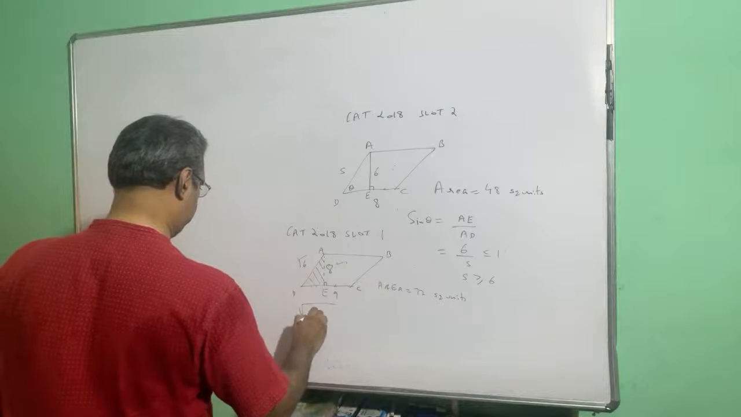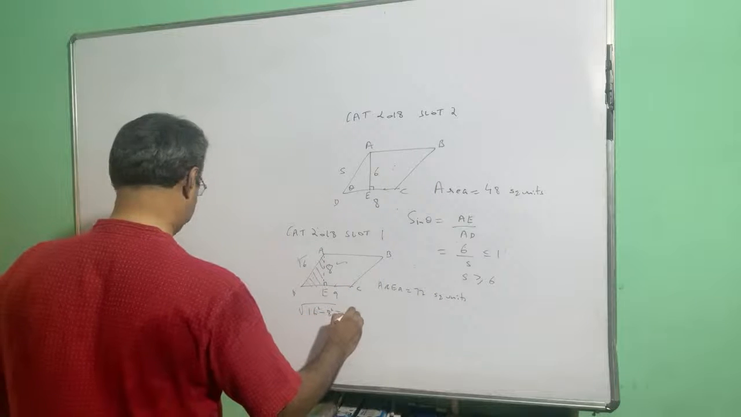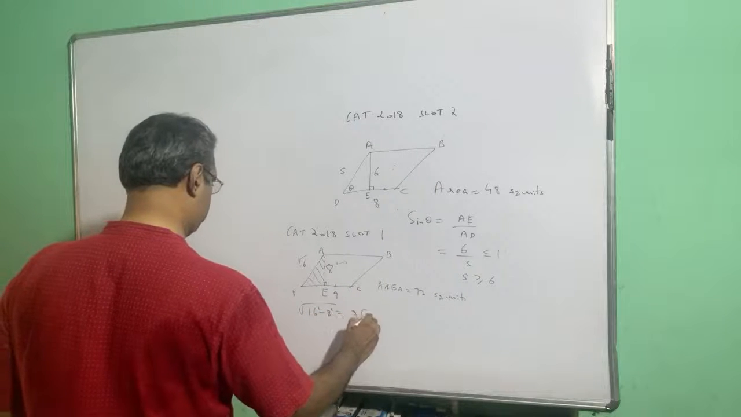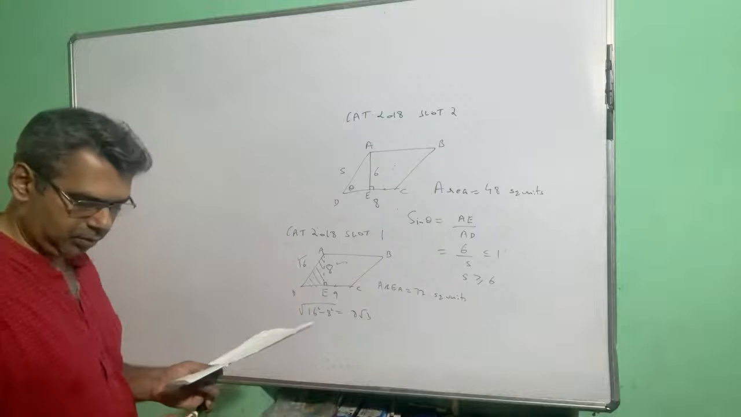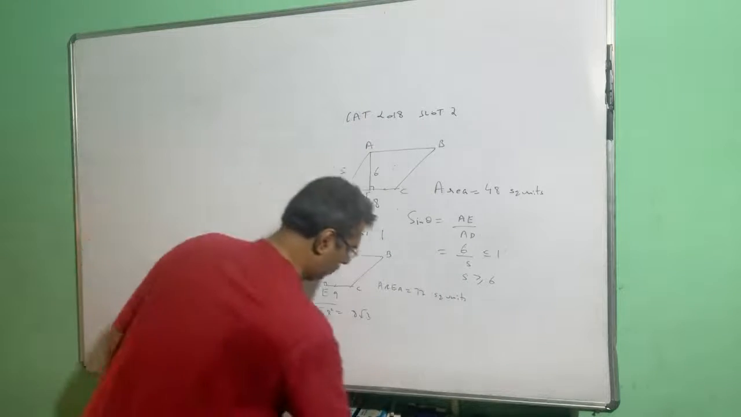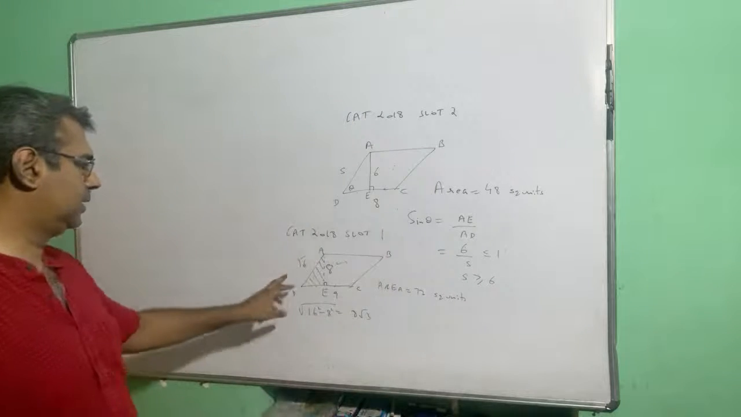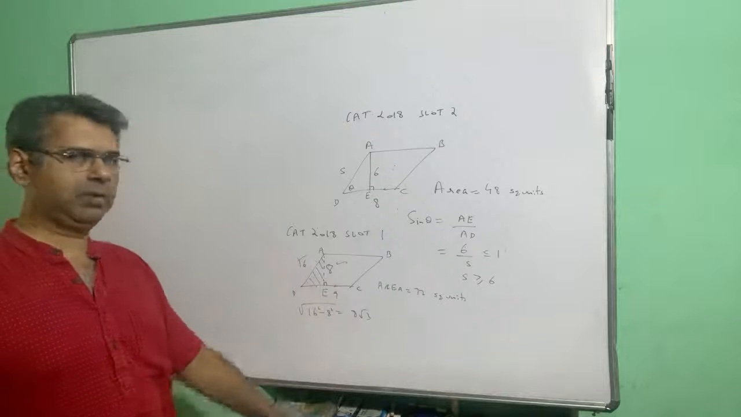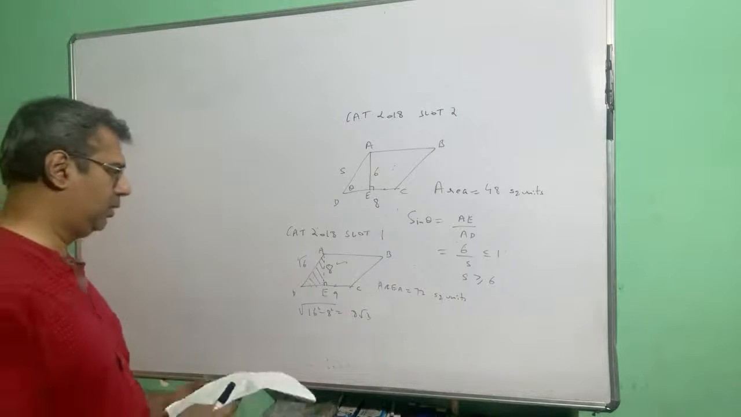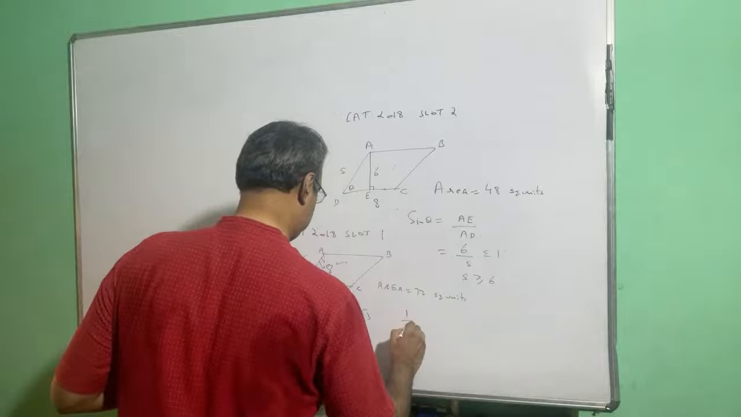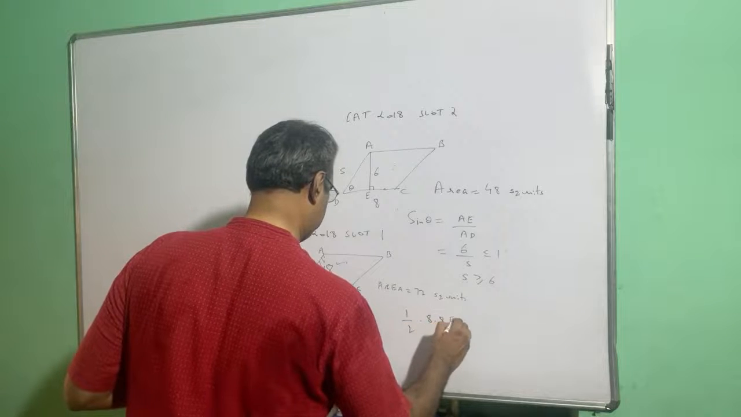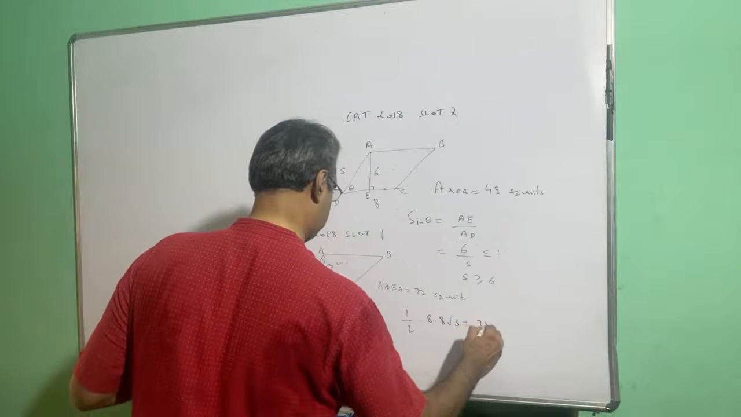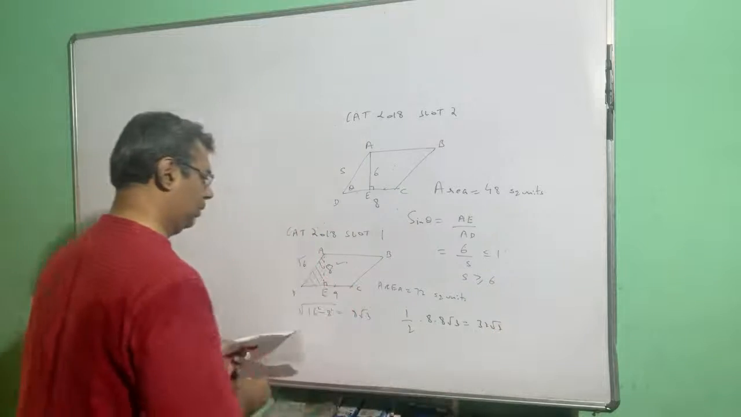So if you do a Pythagoras, root over 16 square minus 8 square, that is equal to 8 root 3. Okay, so this is 16, this is 8, so root over 16 square minus 8 square is coming to 8 root 3. So the area will be half into 8 root 3. So that is 32 root 3.